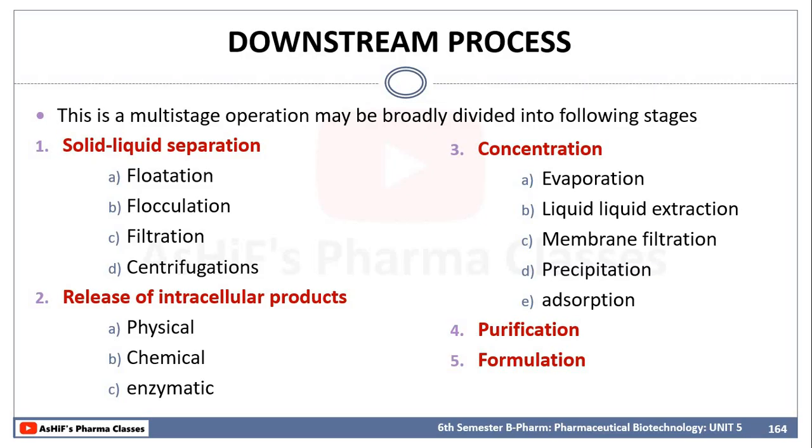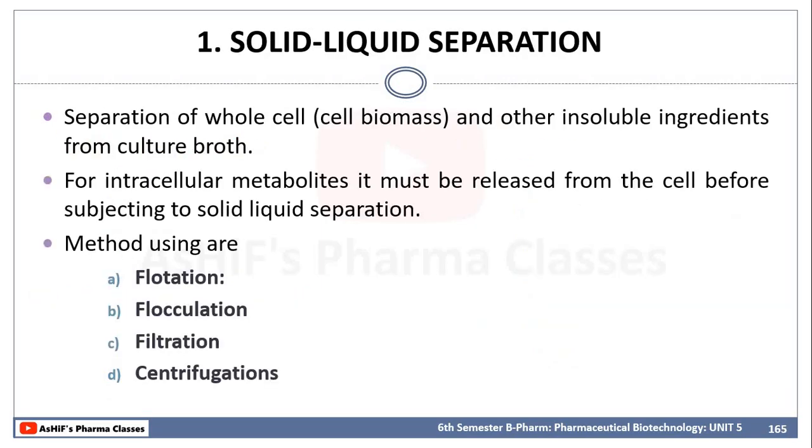Some will be formulated as a tablet or dry powder, some as a lyophilized product, etc. So we will discuss one by one. First one is solid separation. As the name indicates, we will get a mixture of solid along with liquid, containing primary metabolites, secondary metabolites, and the substrate we have used for the fermentation.